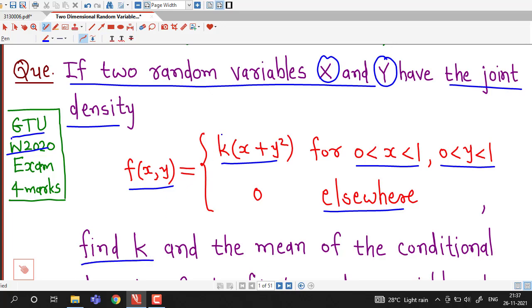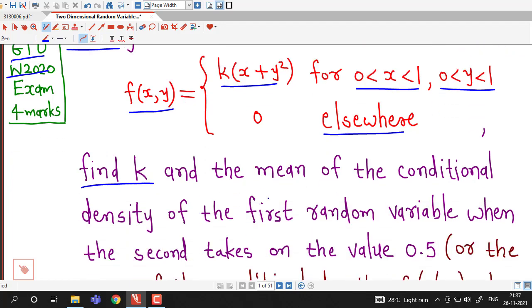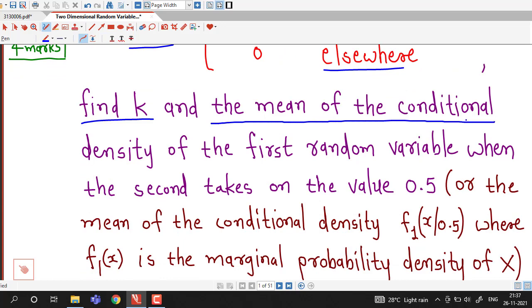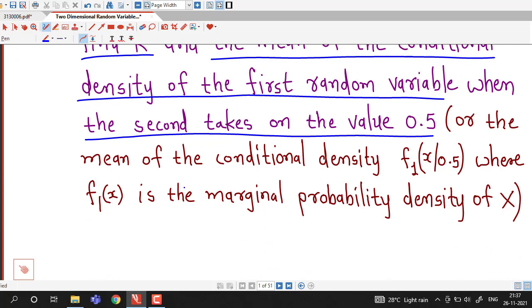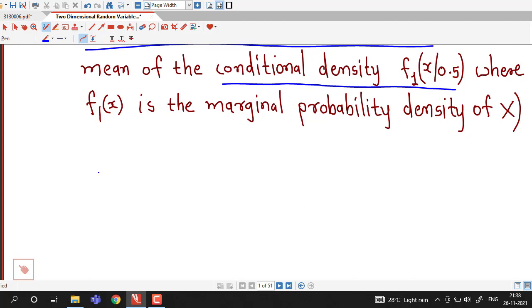to find the value of this constant k, and also we are asked to find the mean of the conditional density of the first random variable when the second takes on the value 0.5. That means we have to find the mean of the conditional density f1(x given 0.5), where f1(x) is the marginal probability density of x. So far we have used this type of notation for marginal densities of x and y.